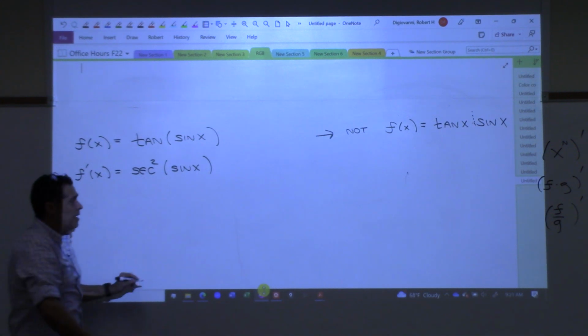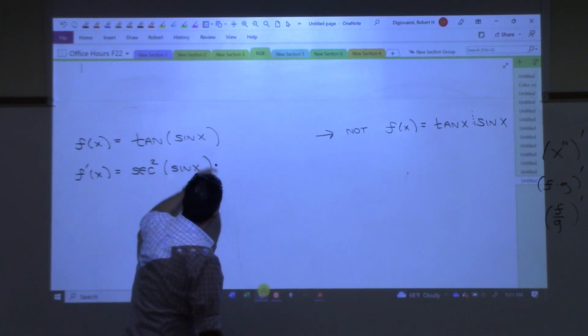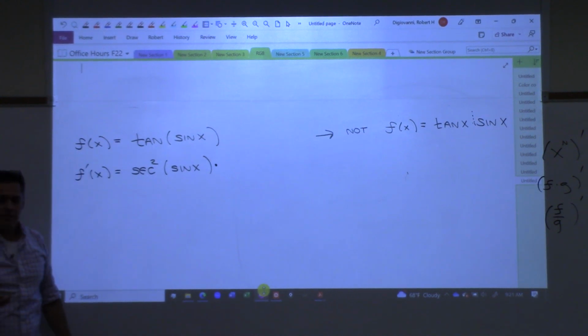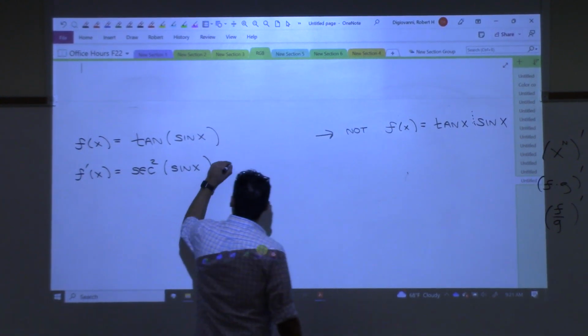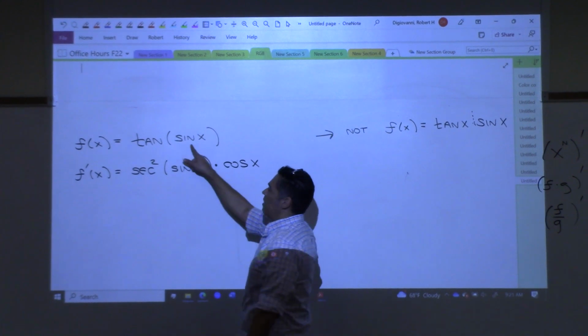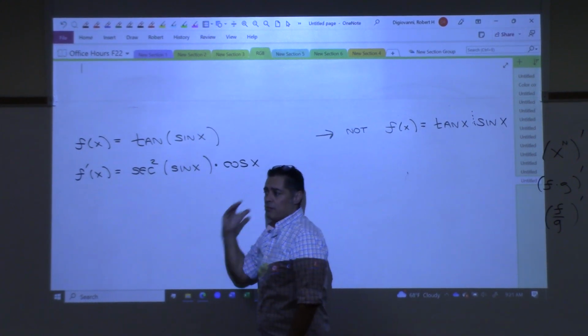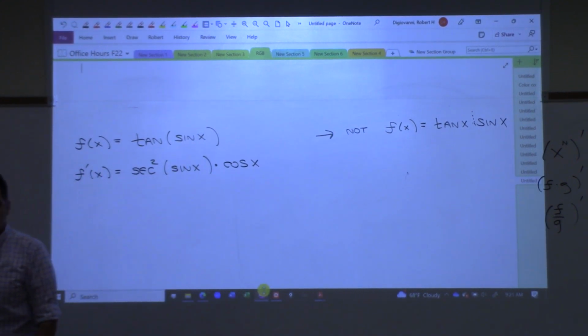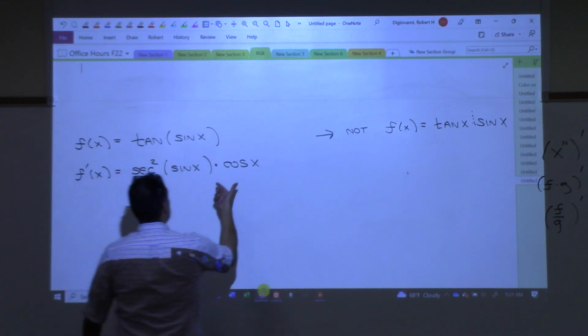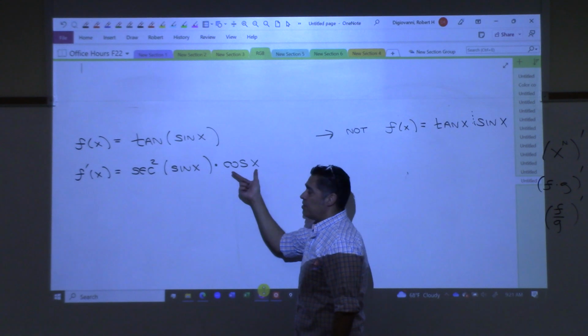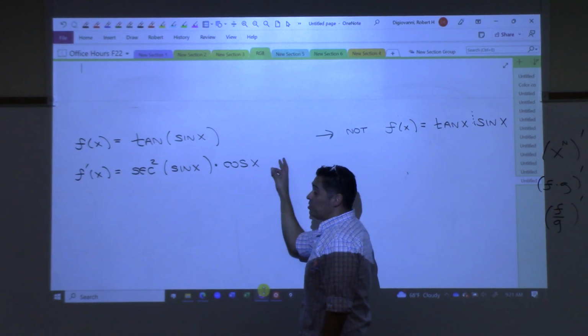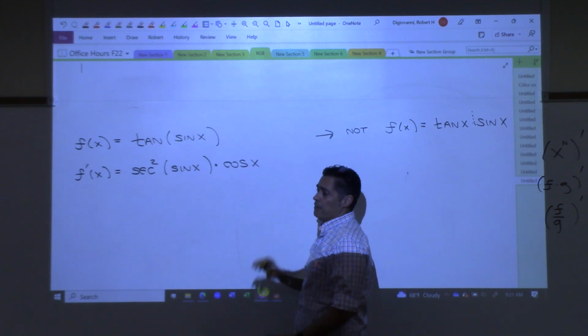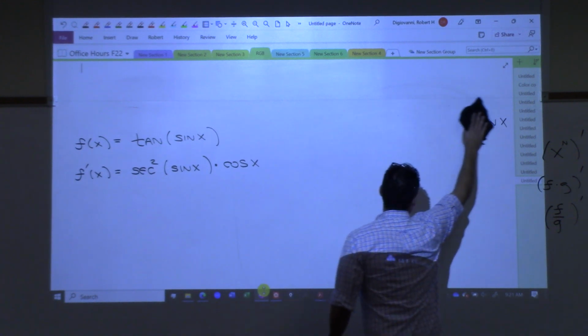Now I write multiplication times, and then who wants the next piece? Go ahead. It's going to be cosine x. And that is the derivative of what was in here. And that's it. That's your answer. That makes sense? No questions? Okay, so it's a single factor, right? It's a single thing. If I had a plus or a minus here, then I would need to put parentheses. Let me give you one like that.